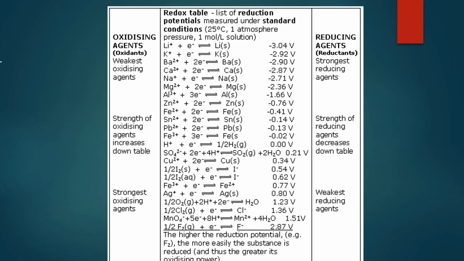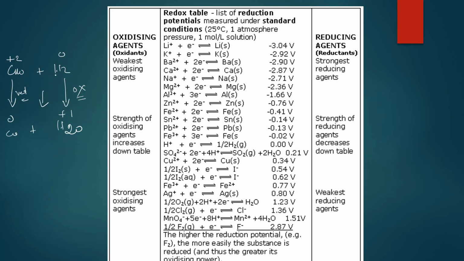Let us explain this with an example. Consider this reaction: CuO plus H2 gives Cu plus H2O. Here the oxidation state of copper is plus 2, and here it is 0. Here the oxidation state of hydrogen is 0, and here it is plus 1. So the oxidation state decreases, which means reduction takes place. And here the oxidation state increases, so oxidation takes place. The hydrogen is oxidized, and the copper is reduced.